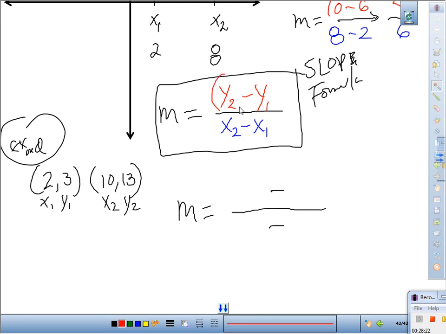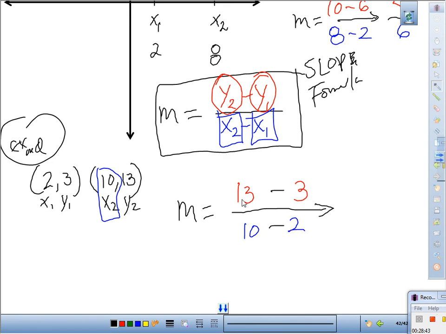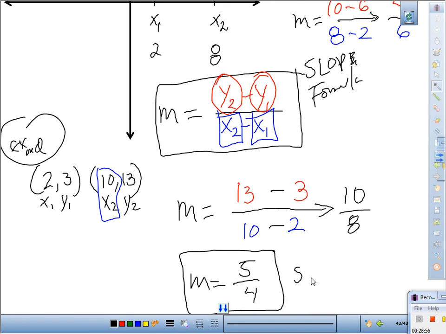So let's see. What is y sub 2 here? 13 minus, what is y sub 1? 3. What is x sub 2? 10. What is x sub 1? 2. Okay, let's see. What is 13 minus 3? That's 10. 10 minus 2, that's 8. Can we simplify that? 5 over 4. We need to leave it in fraction form. This is my slope.